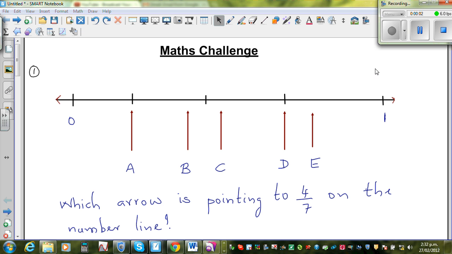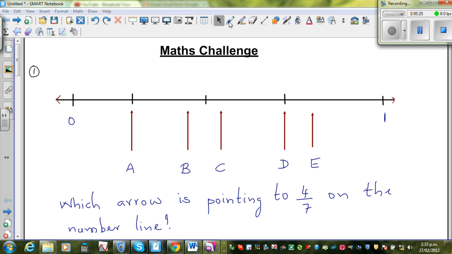In this video, I'm going to do some very basic, simple examples of number manipulations of different types. Okay, now this is a number line. You have 0 here and 1 here, and this is divided into 4 equal parts. So the question is, which arrow is pointing to 4/7 on the number line?